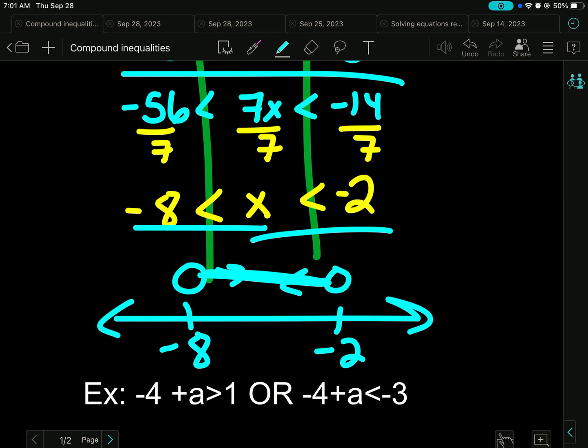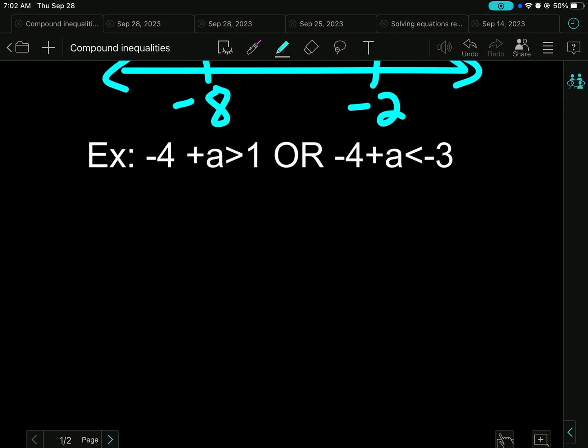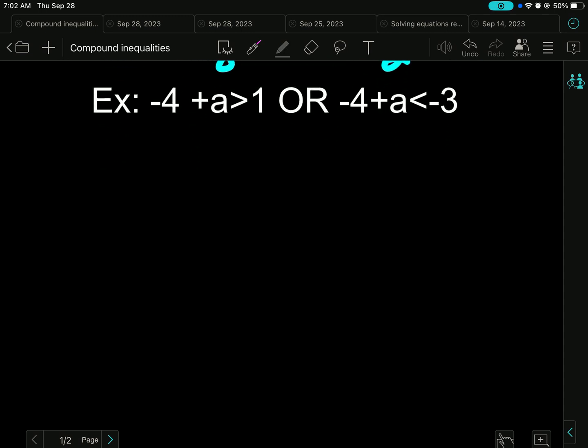Okay, and these are what we call and statements because these things can both be true at the same time. x can be greater than -8 and less than -2 at the same time. Okay, now sometimes we will have what are called or statements. We still solve these the same way.